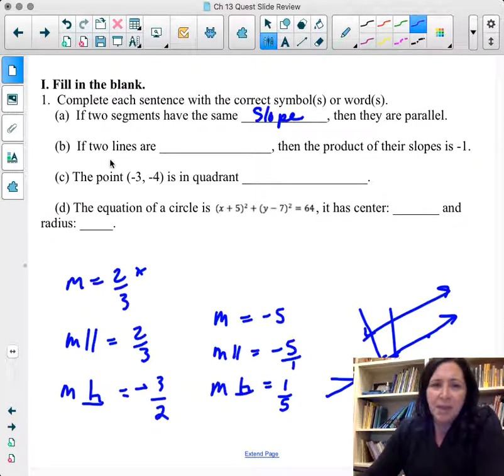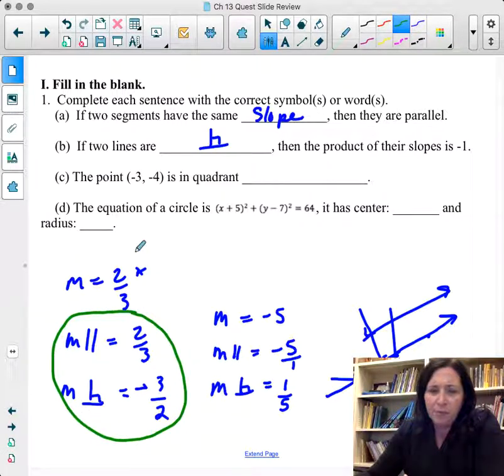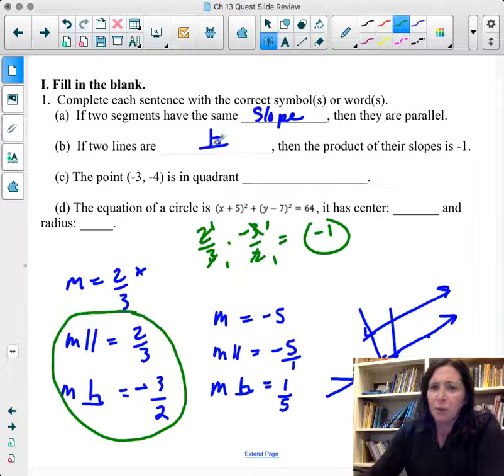Okay, anyway, if two lines are perpendicular, then the product of their slopes is -1. So if two lines are perpendicular, you see how these two right here, one's perpendicular and one isn't? The product, meaning 2/3 times -3/2, these cancel, make 1. These cancel, make 1. And the product is -1 if they are perpendicular.